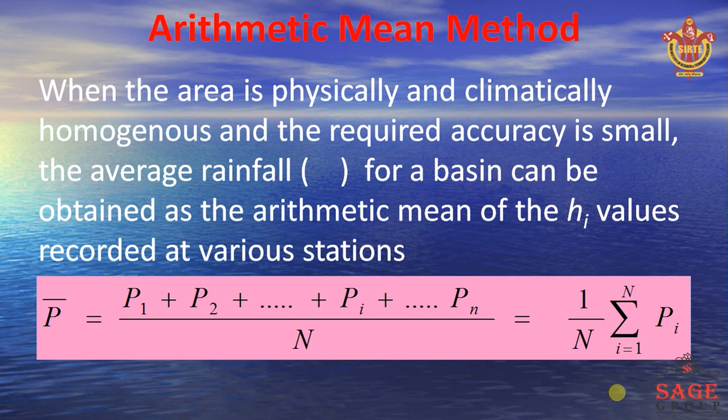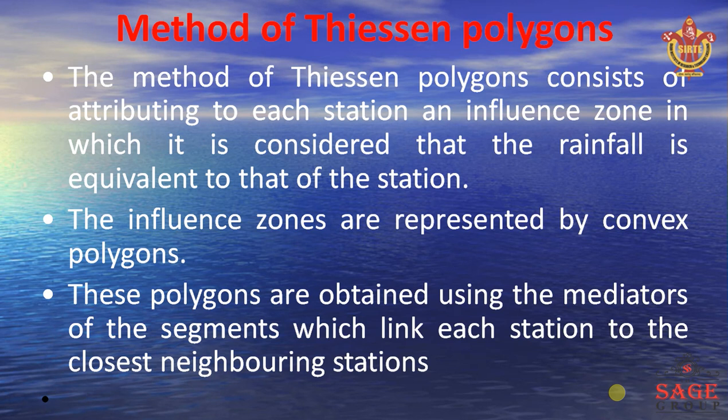The second method is the method of Thiessen polygon, the most used method. The method of Thiessen polygon consists of attributing to each station an influence zone in which the rainfall is considered equivalent to that station. The influence zones are represented by convex polygons. These polygons are obtained using the mediators of the segments which link each station to the closest neighboring station.